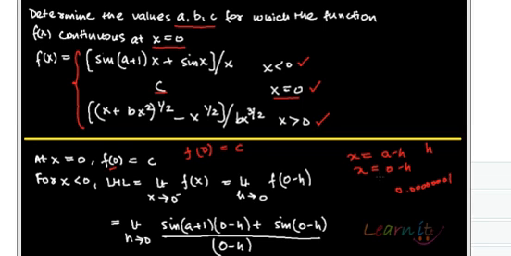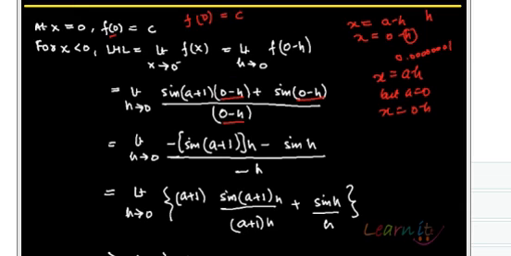Because it is a left hand limit. If it had been a right hand limit, I would have written x is equal to a plus h, and in this case, when a is equal to 0, I would have written it as 0 plus h. So the limit, with h tending to 0. Now wherever x is, you write 0 minus h. You were writing a minus h, but a is equal to 0, so wherever x is, you write 0 minus h. Is this clear? Your function was sine of (a plus 1)x, so in place of x I have written 0 minus h, plus sine x, so in place of x again I have written 0 minus h, upon x, where I have written 0 minus h.